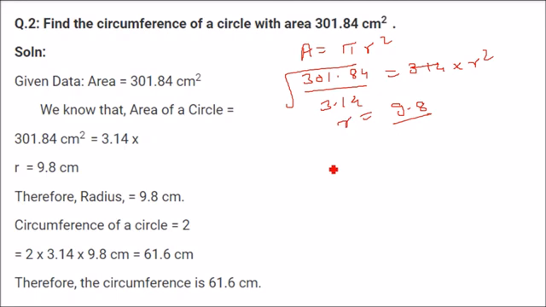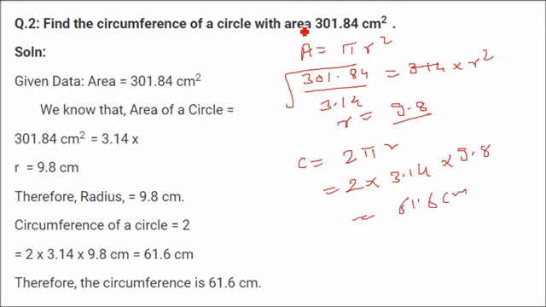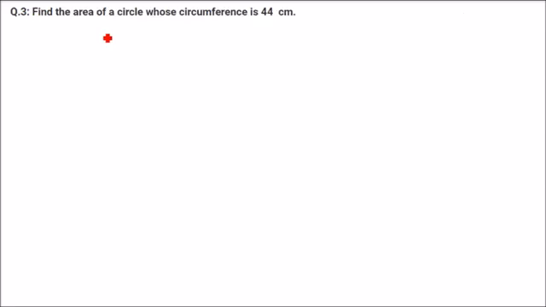And now the circumference, because the radius is known, circumference is 2 pi r. So 2 into 3.14 into r, that is 9.8. And this is going to come as 61.6 centimeter. Please understand that the area is always in the square units, and the circumference, because it is simply the length of the periphery, is going to be in centimeter, that is the unit value.